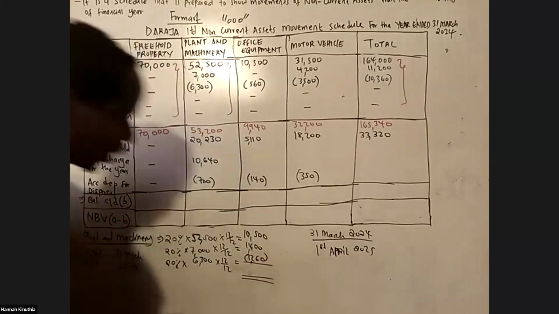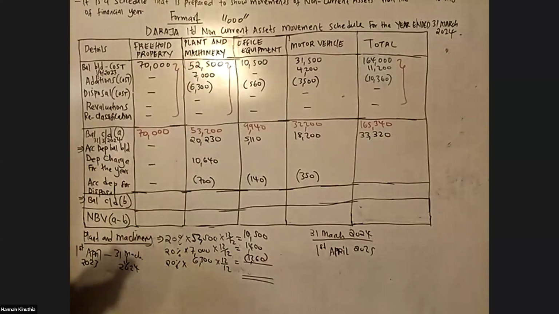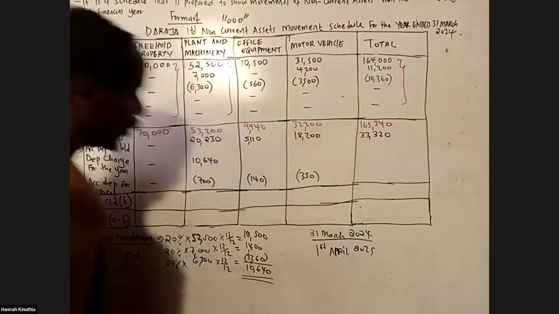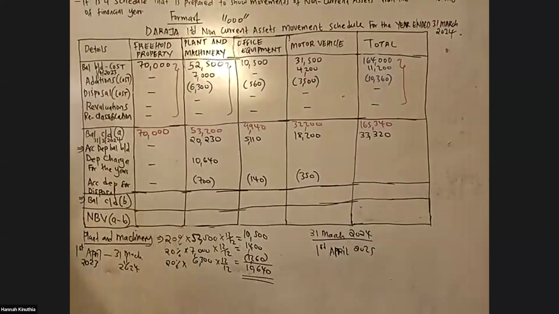Now, what will be the depreciation now? Itakuwa ni 10,500 plus 1,400 minus answer. So 10,640. That is number 1. Umeelewa hiyo? 10,640.